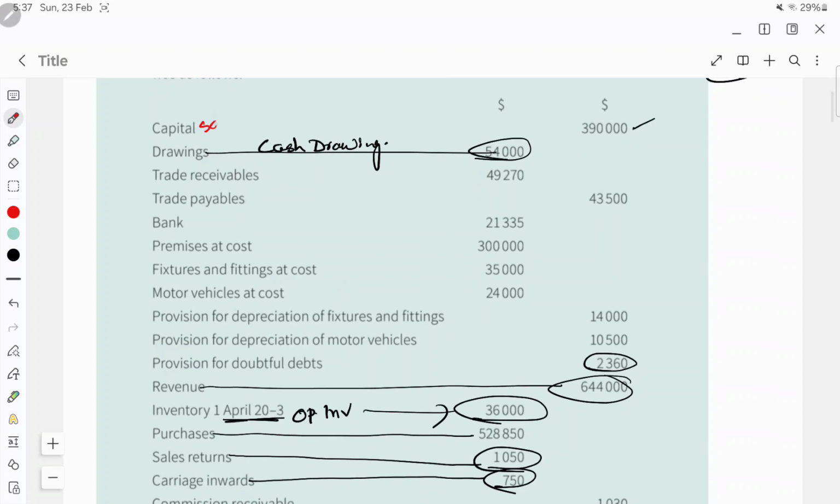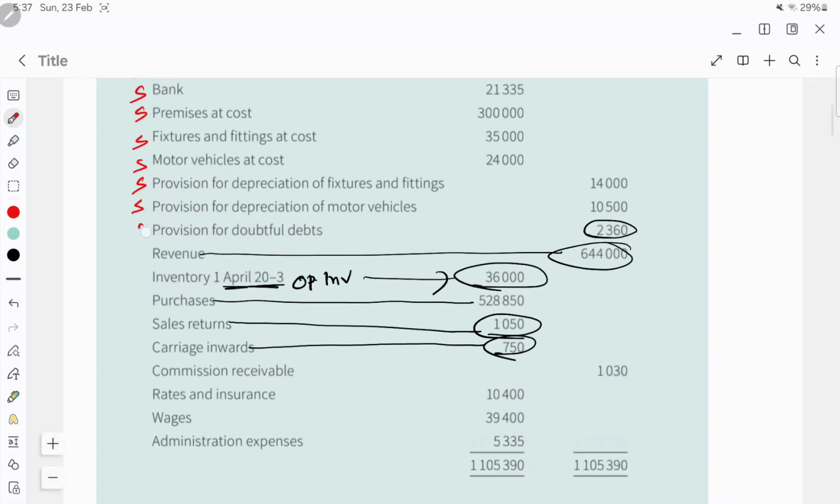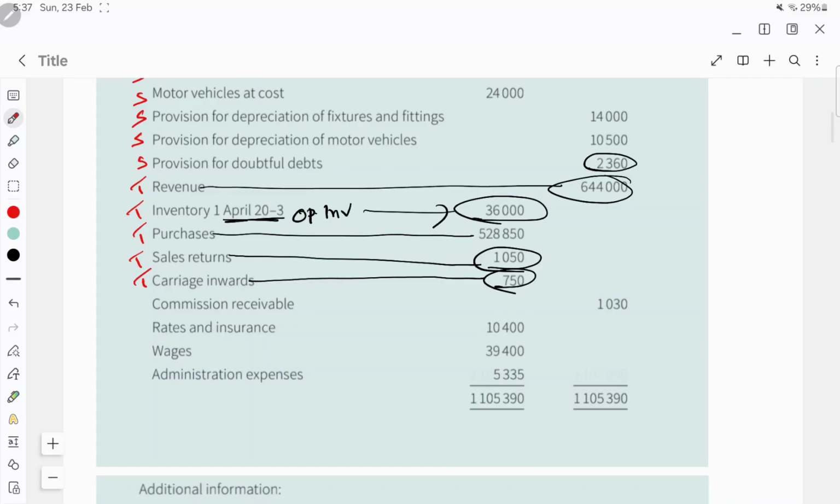Capital will be SOP item. Drawing is SOP. Trade receivable SOP. Trade payable SOP. Bank is SOP. Premises is SOP. Fixtures SOP. Motor vehicle is also SOP item. Provision is a SOP item. Provision for doubtful debts is a SOP item. Revenue we took in the trading section. Inventory also trading section. Purchases trading. Carriage inward is trading section.